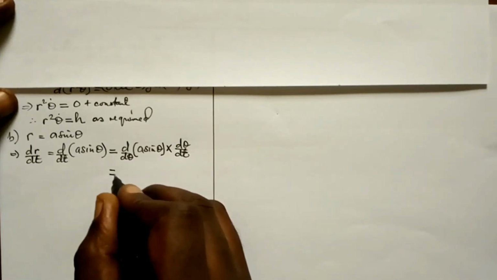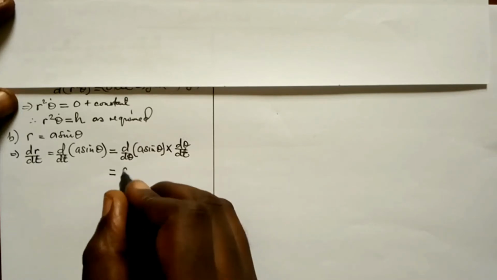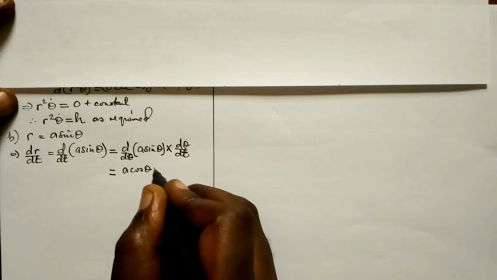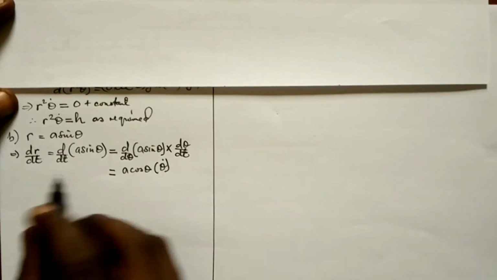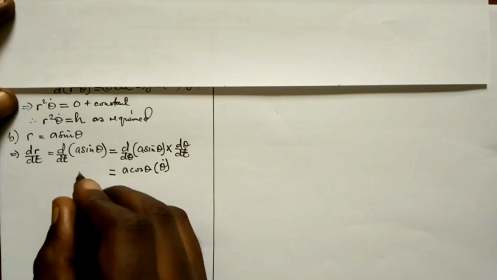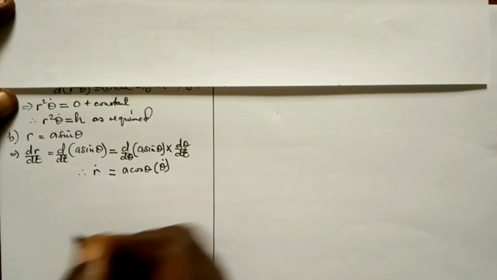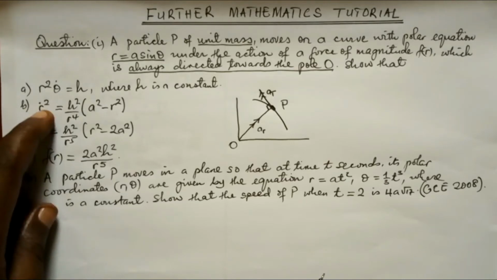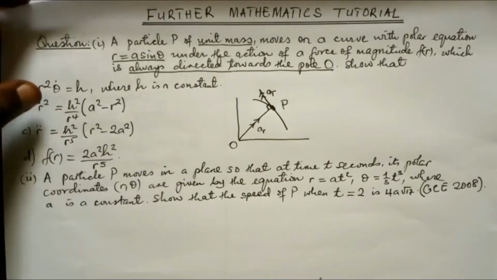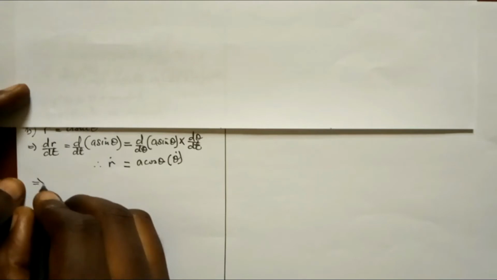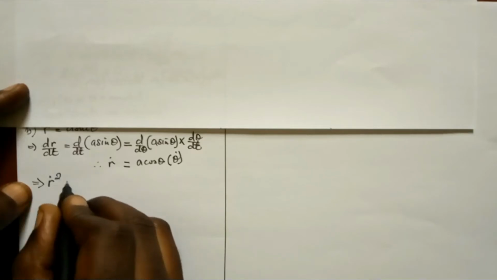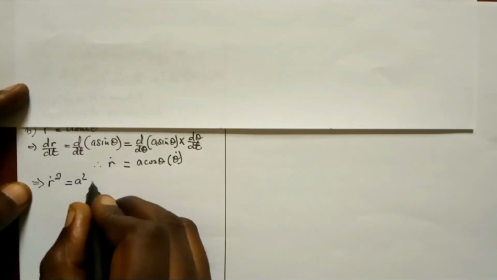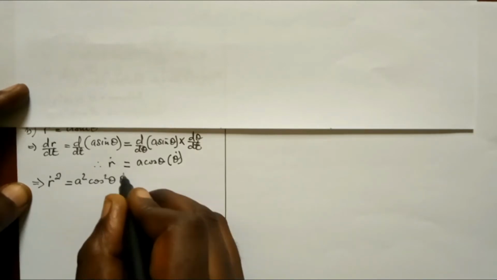When you differentiate that, you get a cos theta into d theta dt, which is theta dot, and dr dt is r dot, so we can say that r dot equals a cos theta theta dot. Remember, we are to prove that r dot squared equals something, so we have to square both sides to see how the proof is approached. R dot squared should be equal to a squared cos squared theta, theta dot squared.